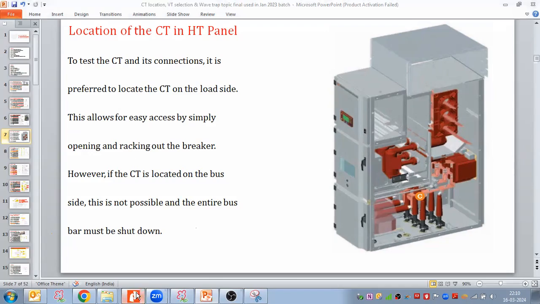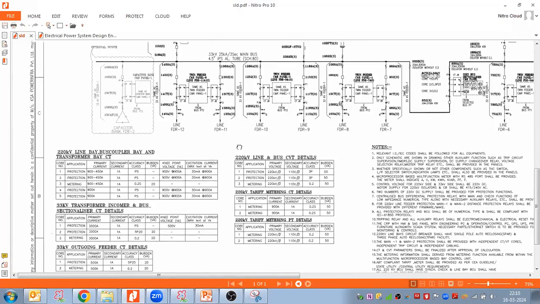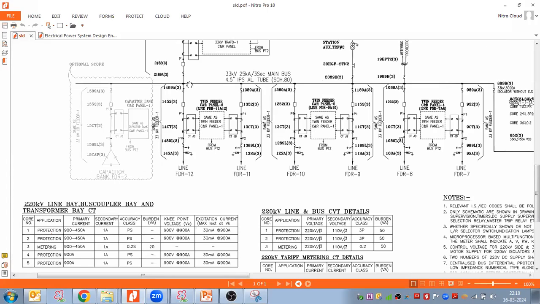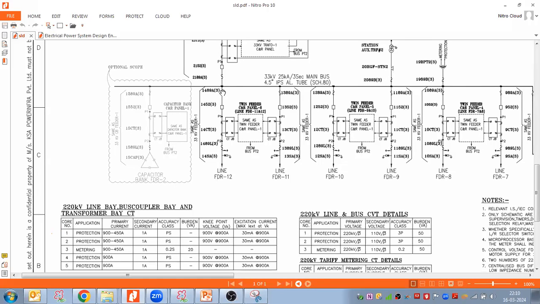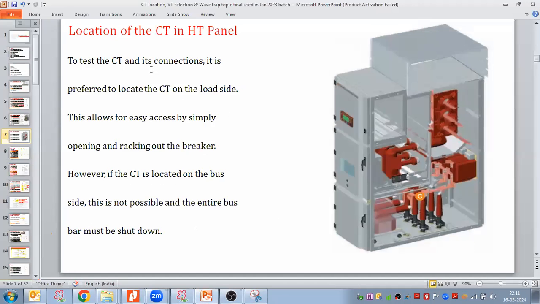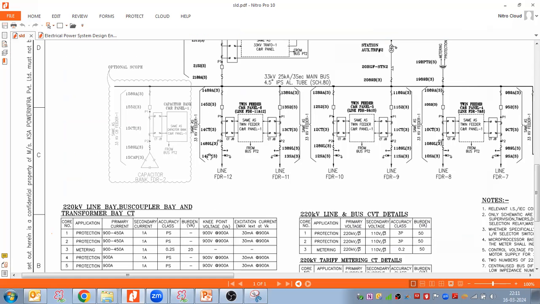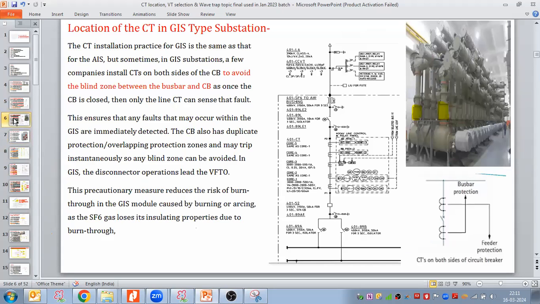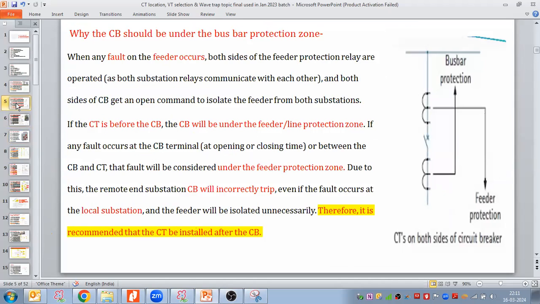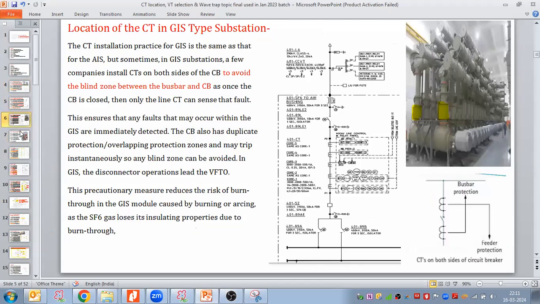Take this statement and go to the SLD. Here I have the SLD of a 33 kV feeder. Could you see here? I have the breaker. The disconnector is coming here, but forget about the disconnectors. So bus bar, breaker, CT, and then line bay. This concept is applicable for 33 kV or 11 kV feeders. Am I clear? The CT locations for the HT panel, the GIS substations, and the AIS substations, from an SLD preparation point of view.